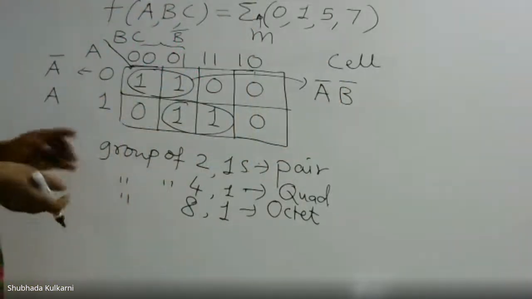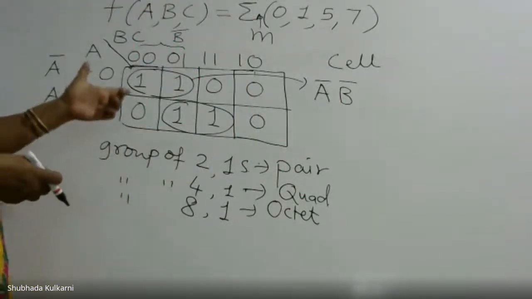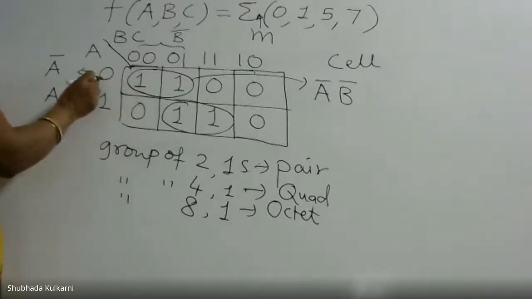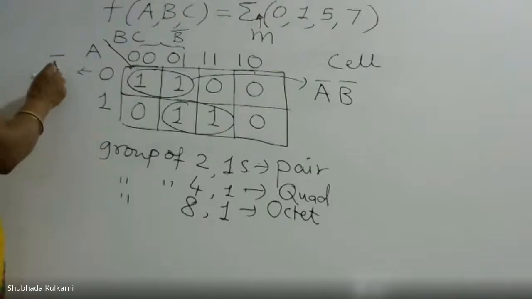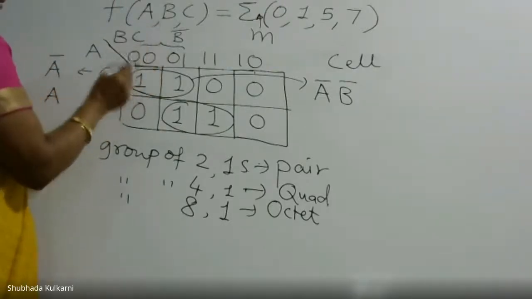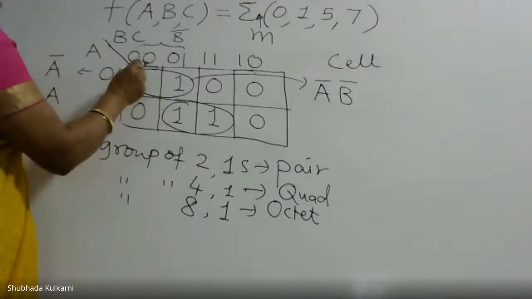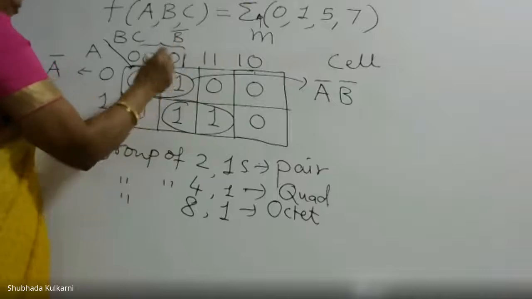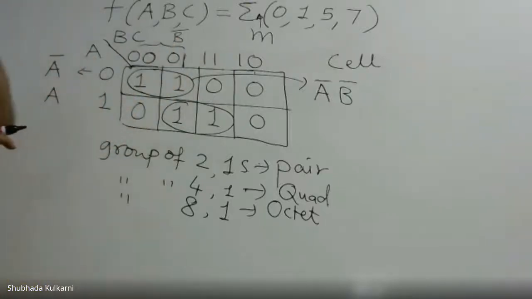Now you may ask how I have found this out. If some of you couldn't observe it properly, just check the row side value. A is 0 means the variable is A bar. Column side B is 0, so B bar. Why is C not included? A variable whose value is changing from 0 to 1 within that group should be eliminated from the expression. And that's why you got A bar, B bar.